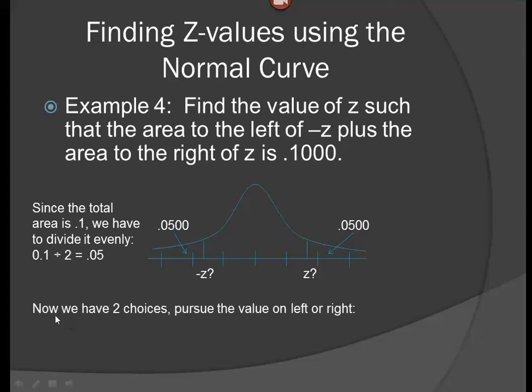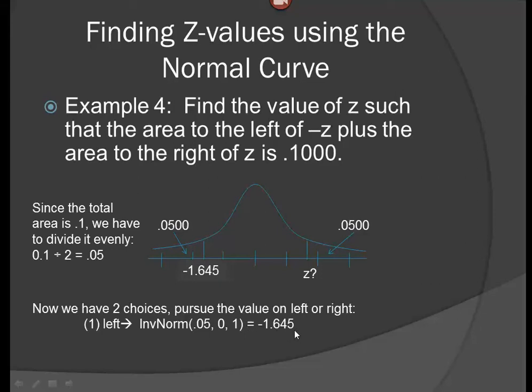So now we have two choices. Do we want to pursue this z-value, or do we want to pursue this z-value? It doesn't really matter which we pursue, because we know that one will just be the opposite sign of the other. If I go for the one on the left, I'm going to put 0.05, 0, 1. The area to its left is 5%. And we see we get negative 1.645.